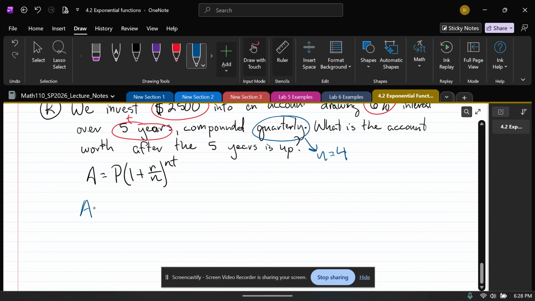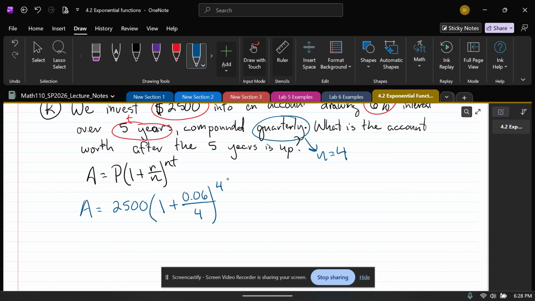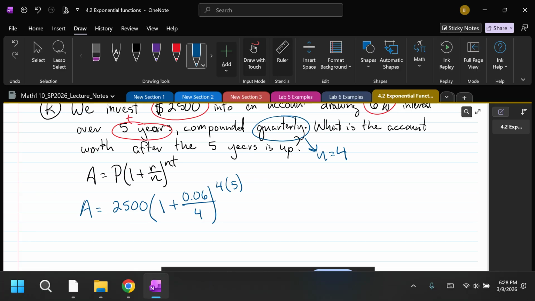So I'm going to take those things and plug them in. So I have 2,500 for my principal. 1 plus 0.06 divided by 4, to the 4 times 5. I'm just going to go straight to my calculator and type that in just like that. I got my principal. The 1 is always there. Then I've got my rate as a decimal divided by N. And then the exponent is N times T. So 4 times 5.